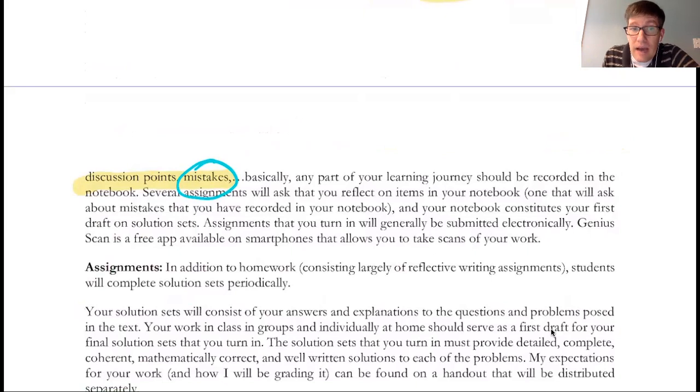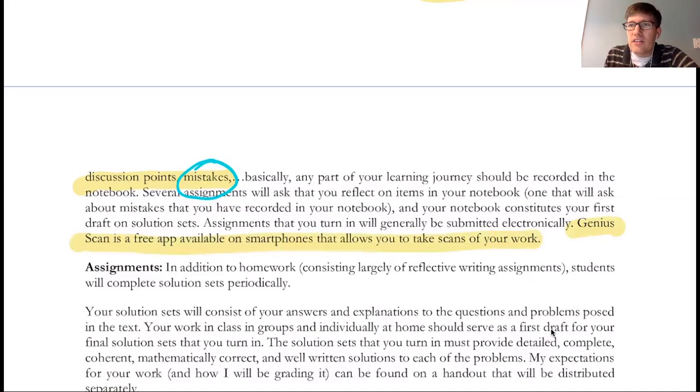One will ask you about mistakes that you have recorded in your notebook. And if you don't have those recorded, it's going to make it much more difficult for you to do those assignments. Also, your notebook constitutes your first draft on solution sets, which we'll talk about in a little bit. One thing that I will say is Genius Scan is a free app available on smartphones that allows you to take scans of your work.